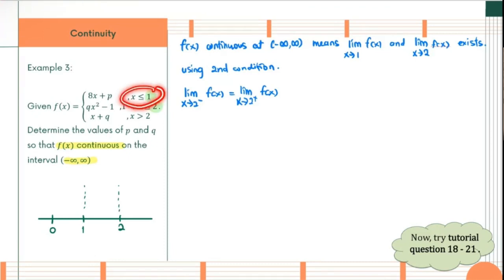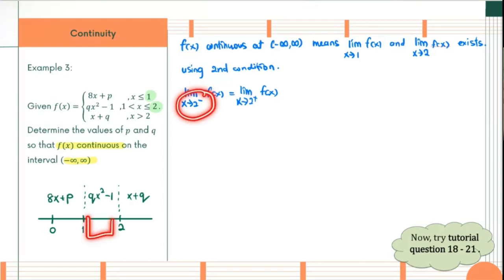Untuk x less than or equals to 1, the function adalah 8x tambah p. 1 until 2 is qx squared minus 1 and greater than 2 is x plus q. Okay, 2 from the left, kiri 2 sini. So function kita adalah qx squared minus 1. So limit of x approaching 2 from the left of qx squared minus 1 is the same as limit as x approaching 2 from the right. 2 from the right adalah this function, so x plus q.